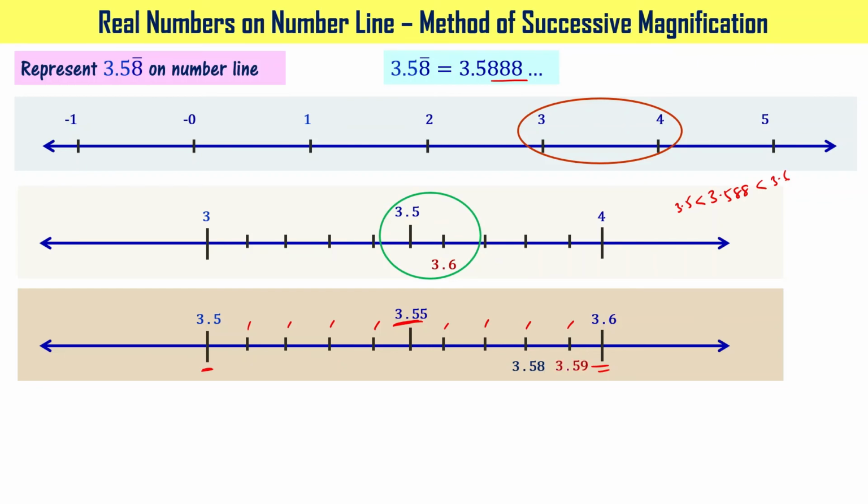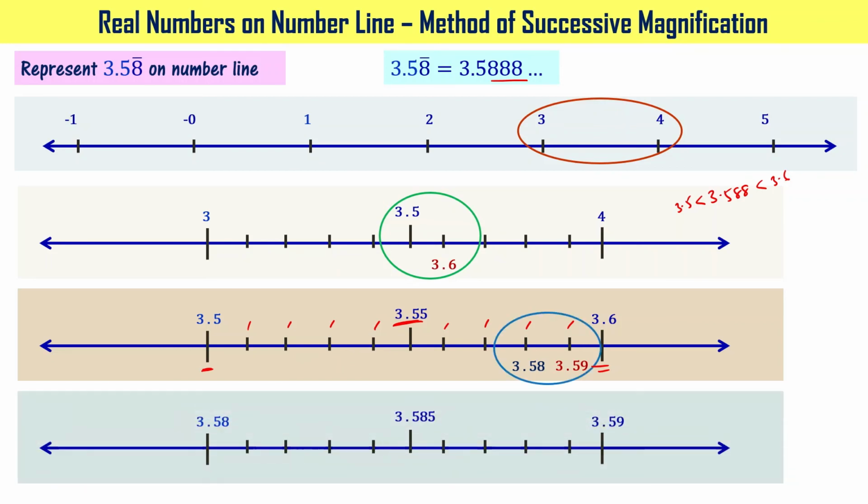It means we have to mark this particular zone and magnify it. When you do that, you get a number line like this. It starts with 3.58 and ends with 3.59, right? You have 3.581, 582, and so on, right? If you look at this, 3.588 and so on is greater than 3.588 and smaller than 3.589, right?